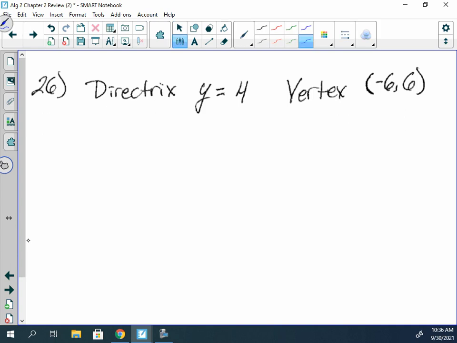Okay. Well, the vertex is h and k. Now, since we do have y equals for the directrix, we know that this is k minus p. The directrix for y equals is k minus p. Now, it's already told us that h is -6, k is 6. So all we need to do is find the value of p.